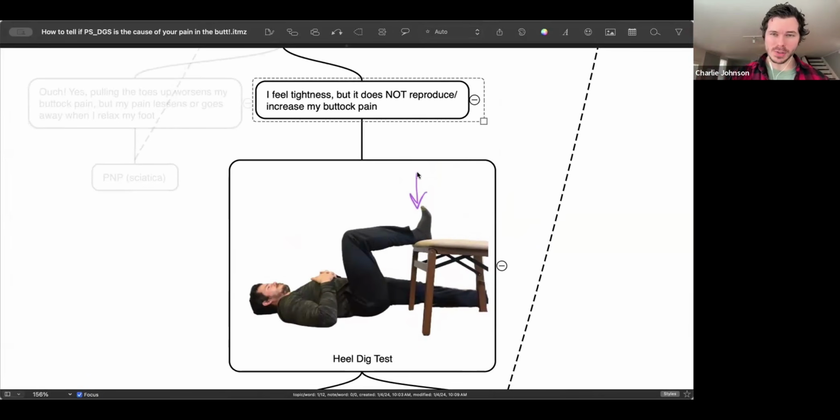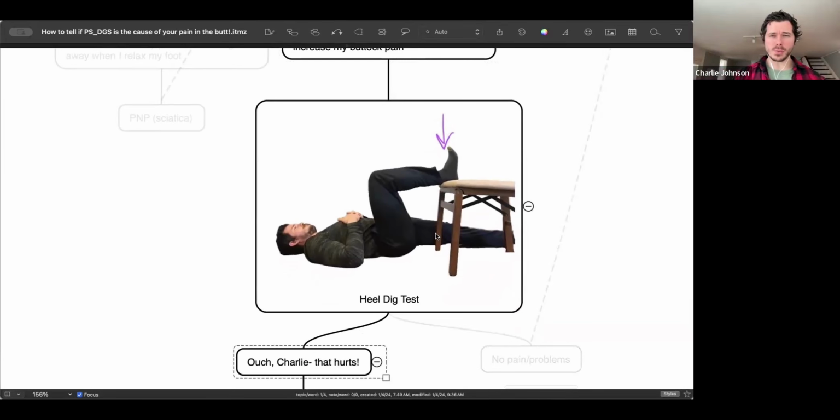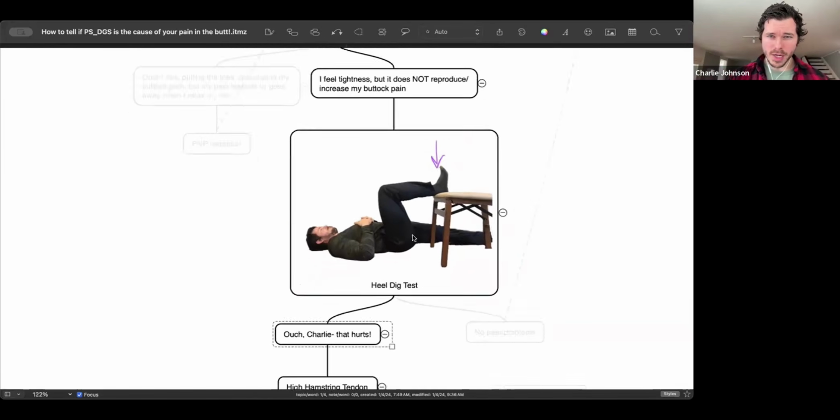And you're going to slowly build up and contract as if you're trying to crush that chair or that ball or that surface, as if you're trying to dig the heel into it. Build it up, push, push, push, push, push, build up the pressure. And if you say, ouch, Charlie, that hurts. And where does it hurt?